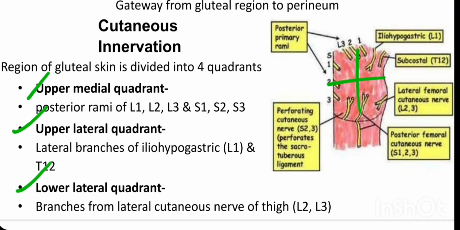Coming to the upper medial quadrant, we have nerves arising from the posterior rami of L1, L2, L3, and S1, S2, S3. Coming to the upper lateral quadrant, we have the lateral branches of the iliohypogastric nerve and the T12 nerve. Coming to the lower lateral quadrant, we have the lateral cutaneous nerve of the thigh, that is L2 and L3.